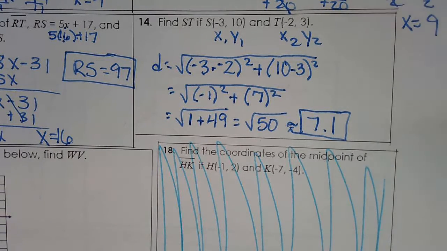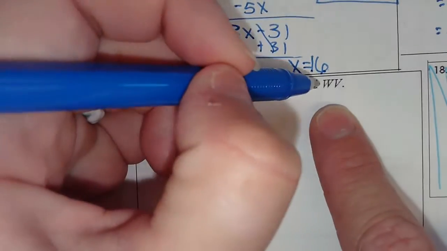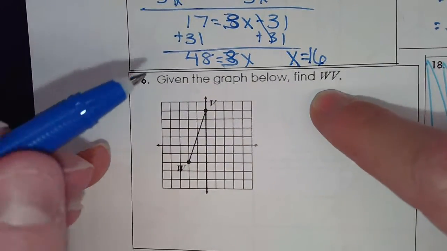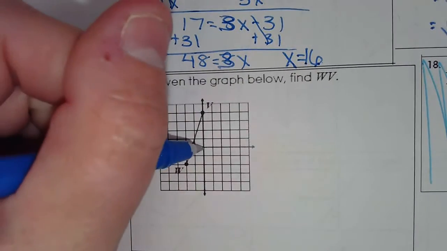So if they don't use the word midpoint, then you're not going to be finding the midpoint. You're going to be finding the distance. 16, same idea as 14. It says, given the graph below, find WV. So you're going to be finding the distance again. This one, though, you do need to figure out what your coordinates are first.